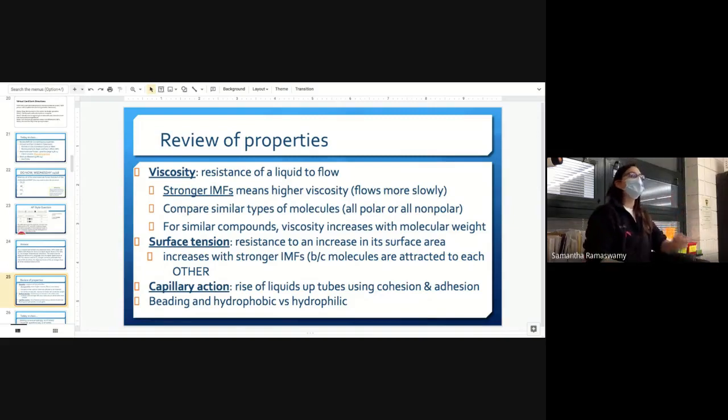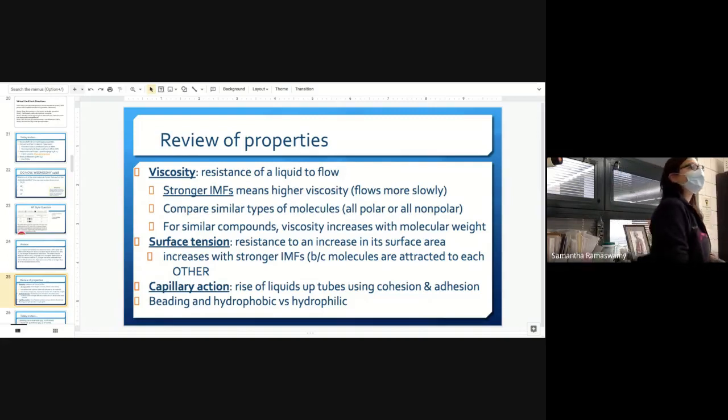Now you have to compare similar types of molecules. Because if you think, well, maple syrup versus water, hydrogen bonding is supposed to be really strong. Well, you need to compare similar types of molecules, similar types of structures. So all polar, all nonpolar. And then for similar compounds, viscosity will increase with molecular weight. So if you have all C's and H's, all organic compounds, the more massive, more electrons, the stronger the dispersion forces between them.